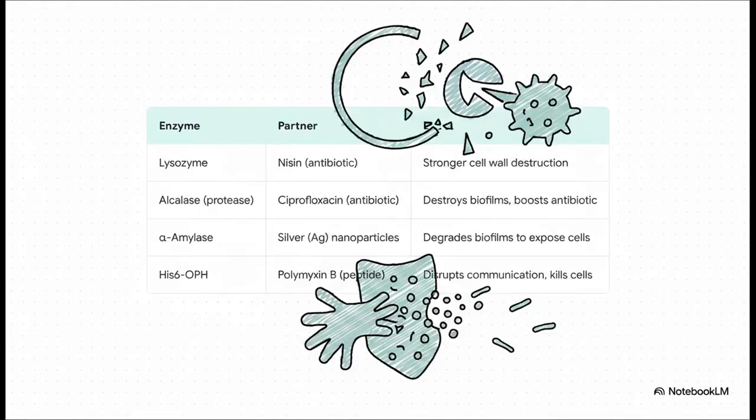This table gives us some great examples of this synergistic effect. Look at the first one. We can combine the enzyme lysozyme with an antibiotic called nisin. Together, they can destroy the bacterial cell wall much more effectively. Or look at another example. We can use the enzyme alpha amylase to clear away the biofilm. Once the biofilm is gone, silver nanoparticles can easily go in and kill the bacteria. It's like a 1-2 punch strategy.